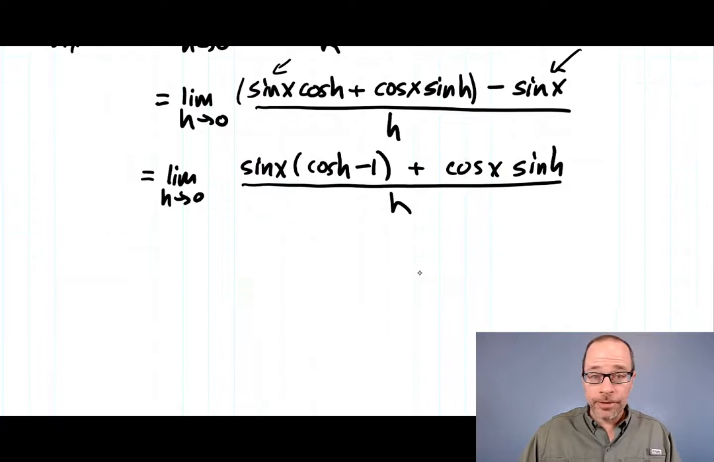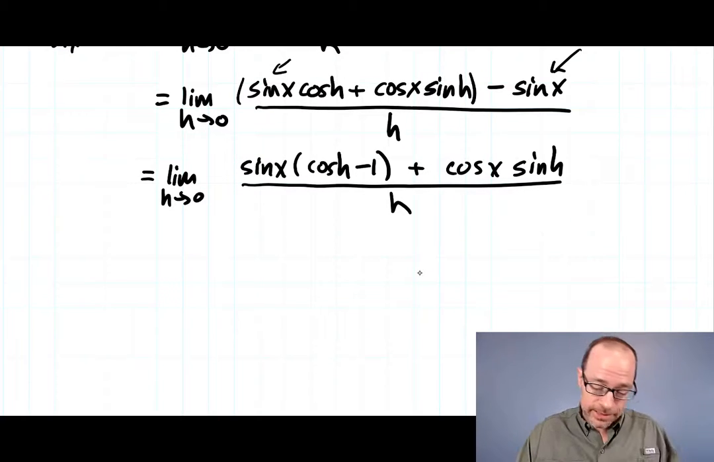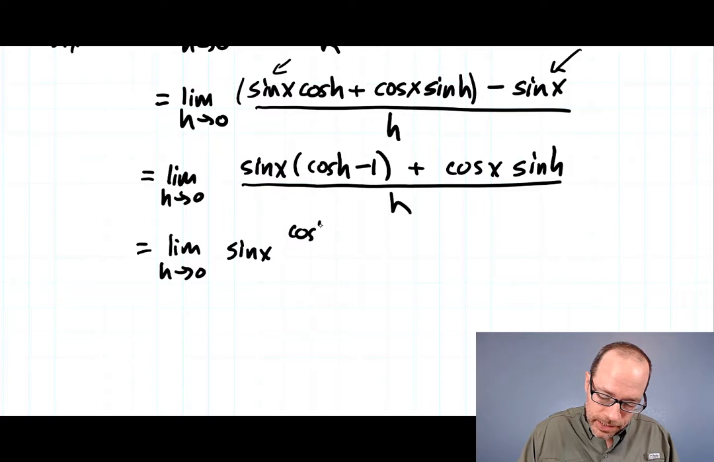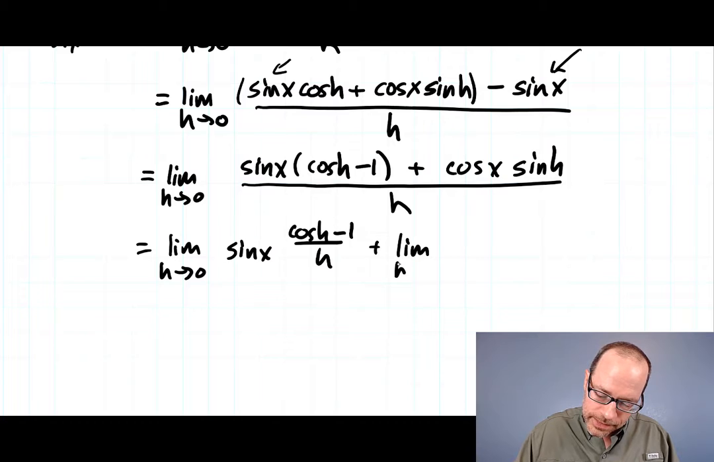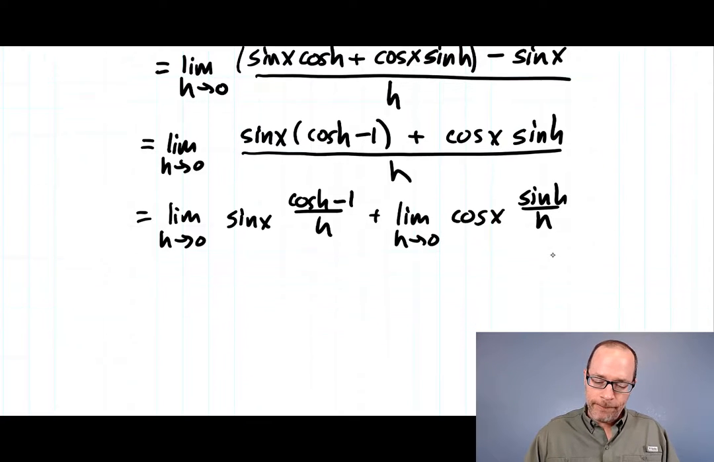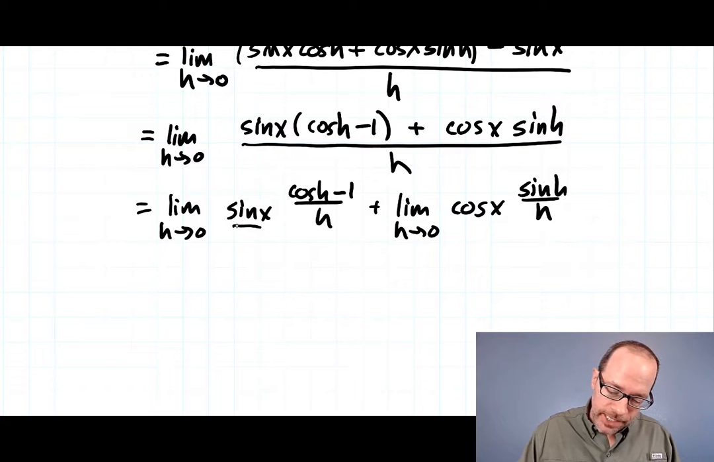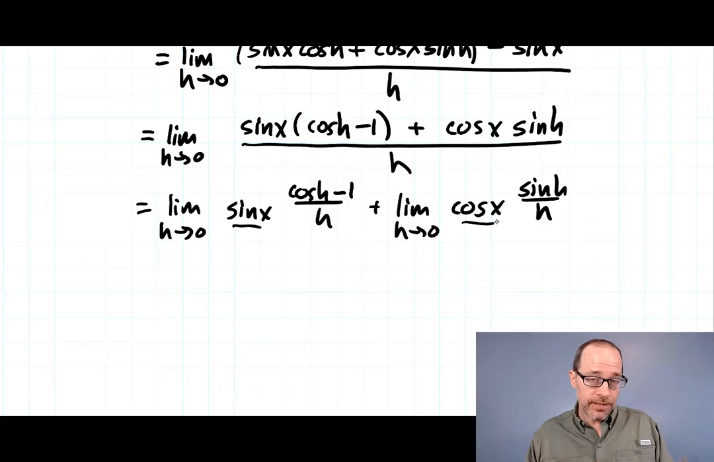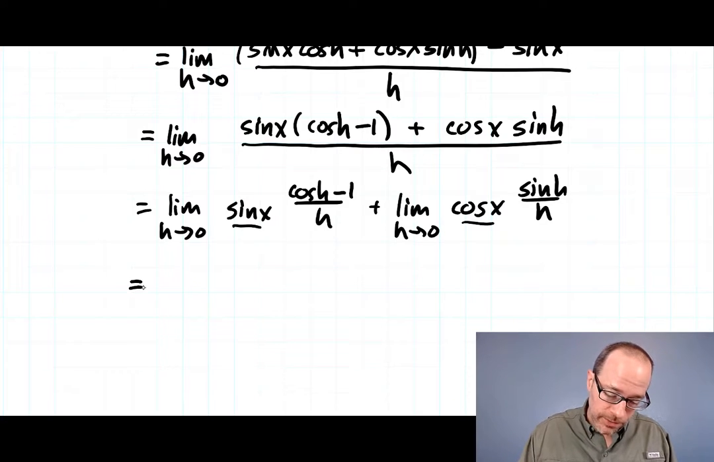All right. Now we're going to do the limit of a sum as the sum of the limits. So that'll be the limit as h goes to 0 of sine x, cosine h minus 1 all over h, plus the limit as h goes to 0 of cosine x, sine h over h. All right. Now, this sine x and the cosine x, they've got no h's in them. So as far as h is concerned, they're constant. So they'll pull outside of the limit sign because constants pull outside of limits.